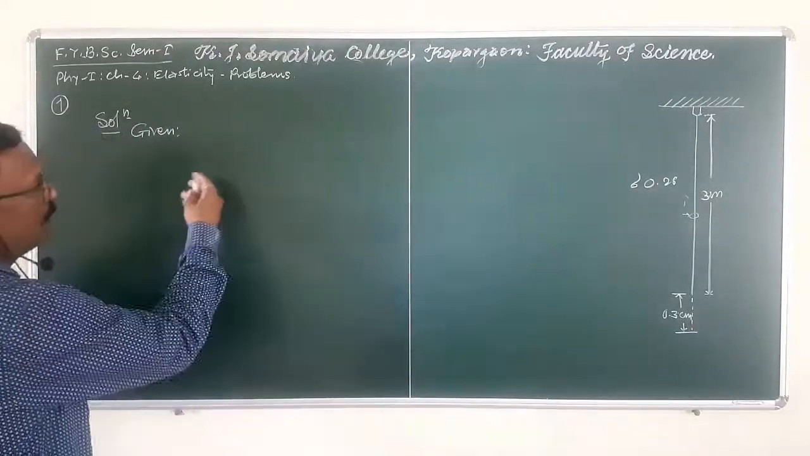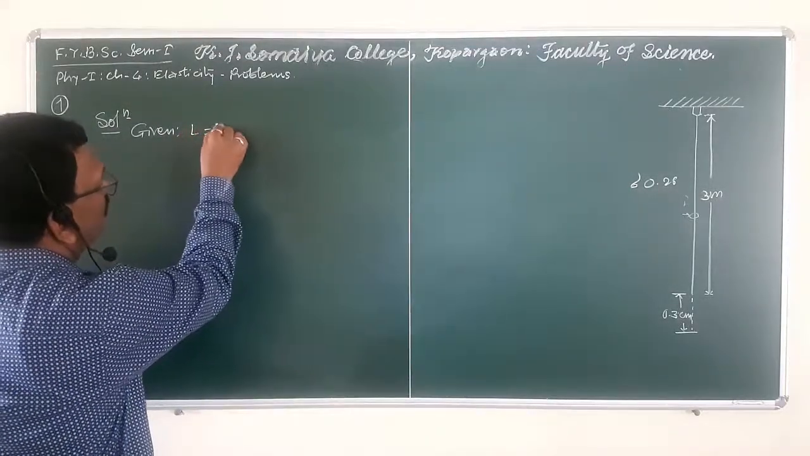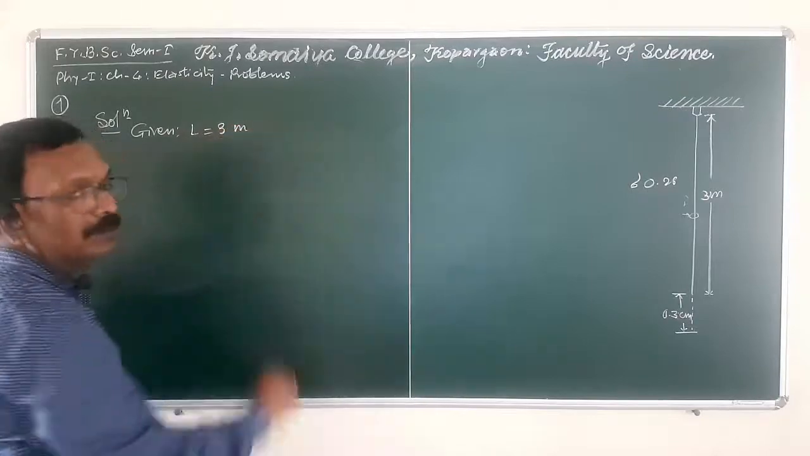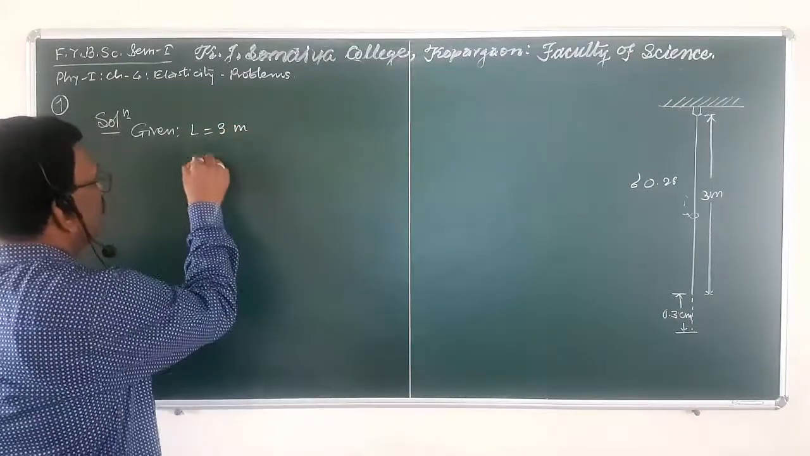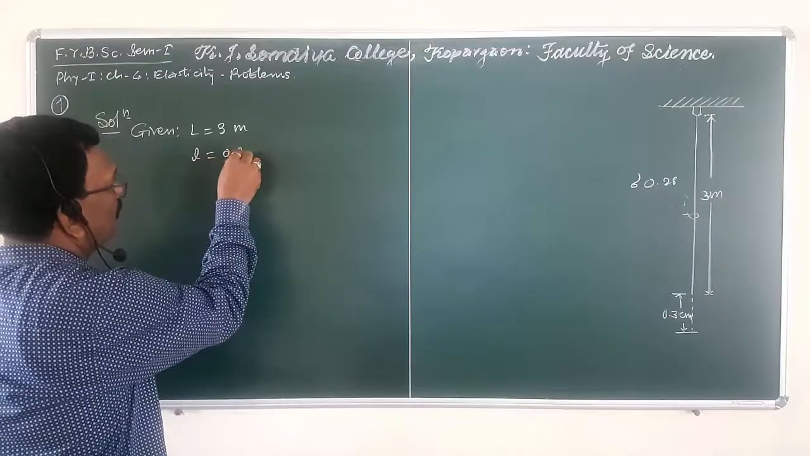So again, the solution is given. L is equal to 3 meter. Then the change in length is 0.3 centimeter.